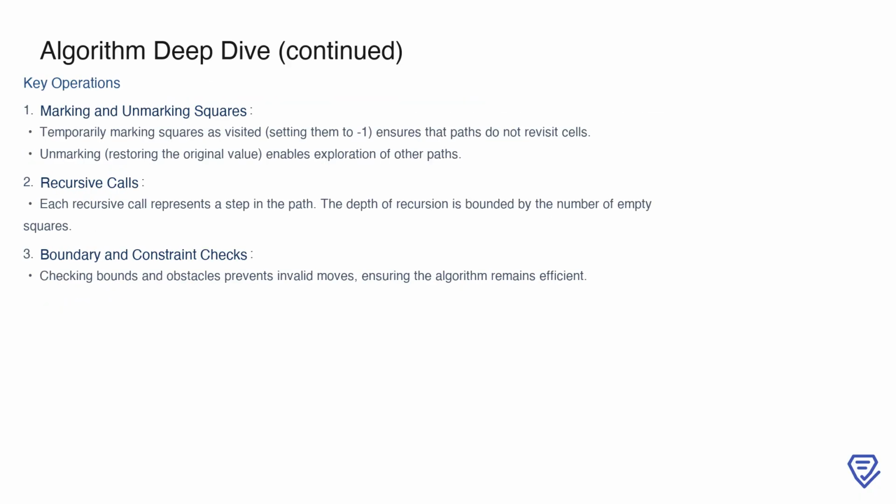Several key operations are performed during the backtracking process. Marking a square as visited by temporarily setting its value to -1 ensures that cells are not revisited within a single path. After all possible paths from a square are explored, the square is unmarked to restore its original state, allowing it to be part of other paths. Recursive calls represent moving to the next step in a path, with the depth of recursion limited by the number of empty squares. Boundary and constraint checks, such as verifying whether a move is valid or whether a square is an obstacle, ensure that the algorithm avoids unnecessary computations and remains efficient.